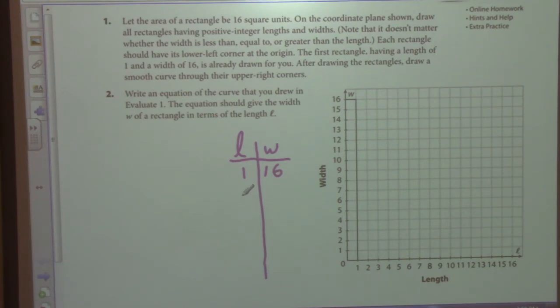So if we have a length of 2, what is our width going to be? 8. And if we have a width of 4, we have a length of 4. So then we have 8, 2, and 16, 1. Does that make sense?